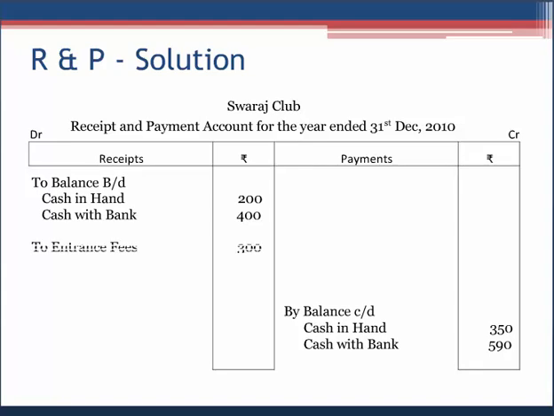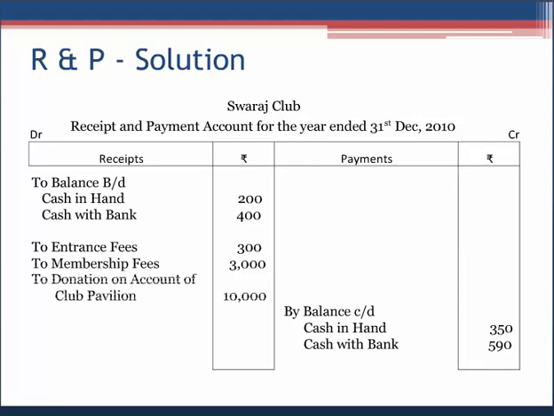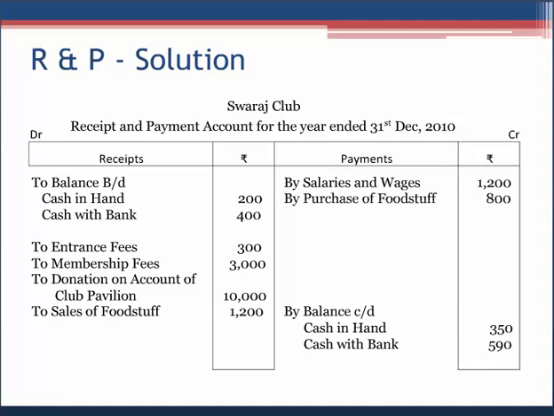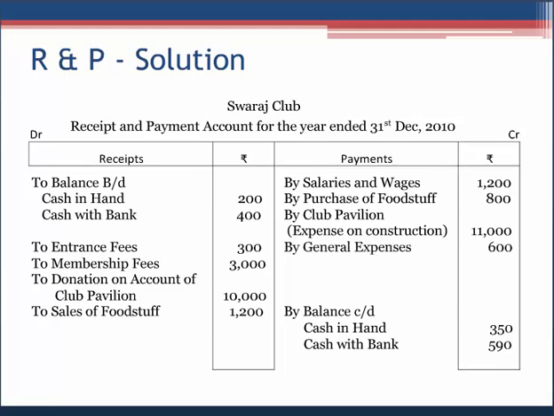Now start debiting all the receipts. We had entrance fee of 300, membership fees of 3000, donation on account of club pavilion was 10,000, and we had sale of foodstuff at 1200. On the payments, we had wages and salaries at 1200, purchase of foodstuff at 800, and club pavilion expenses for the construction were 11,000. We had general expenses of 600, and finally we had rent and taxes of 400.